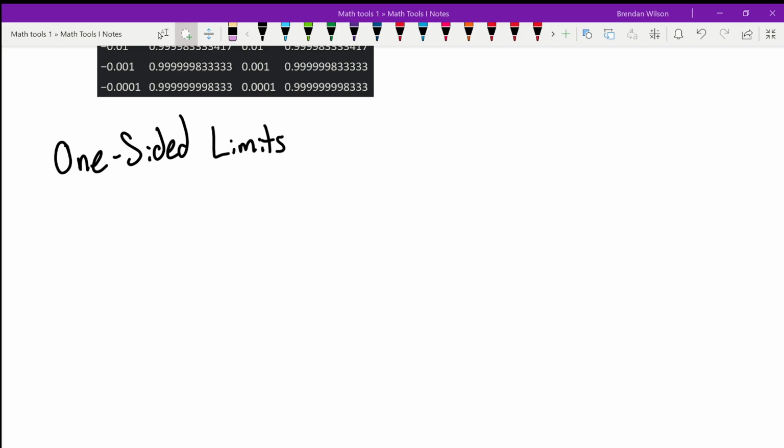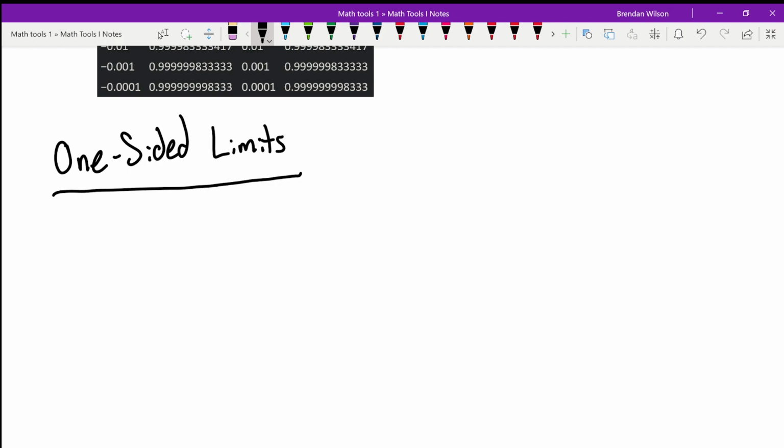So in this video, we're going to talk a little bit more about one-sided limits. We already kind of alluded to this idea of x approaching a number from the left side versus approaching the number from the right side. So we define this idea by what we call a one-sided limit.